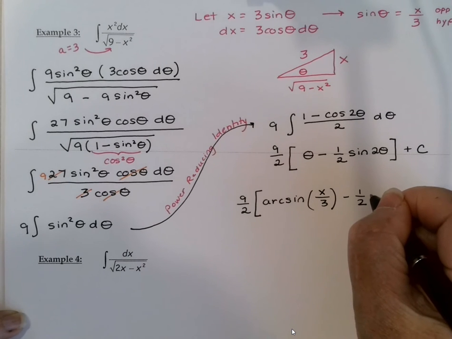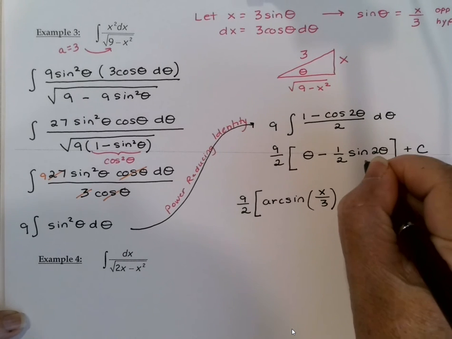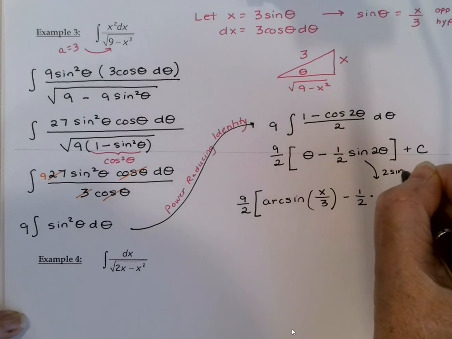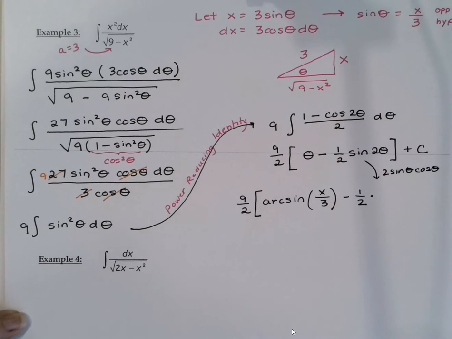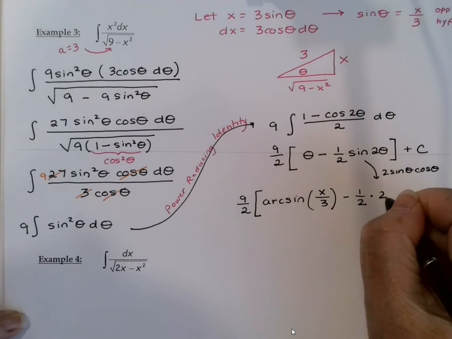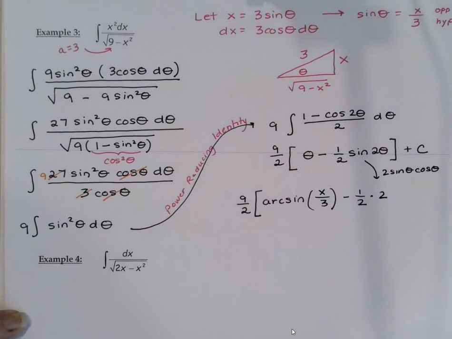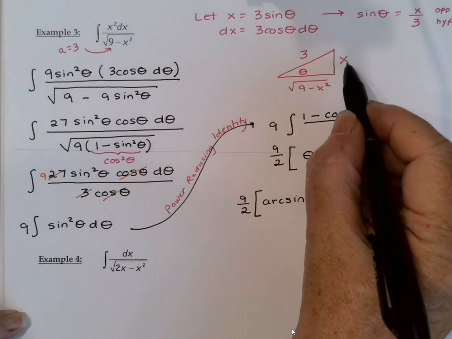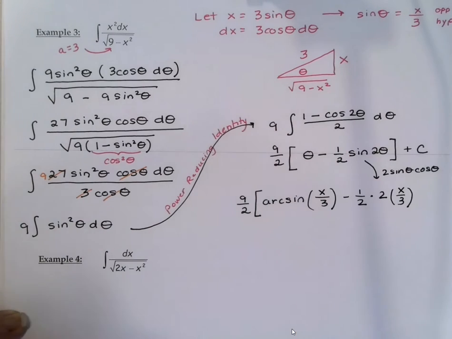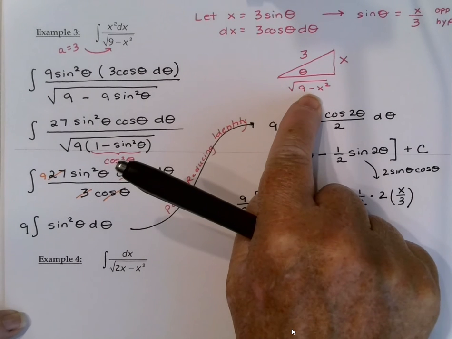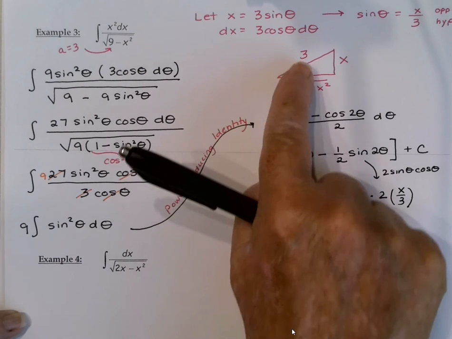Well, let's see, that's really 2 sine theta cos theta if I use the trig identity. So 2, and those should cancel out. I probably could have done that in the previous stuff, but I didn't catch it in time, so we'll do it next. Sine theta, which is x over 3, cosine theta, which is the square root of 9 minus x squared over 3.